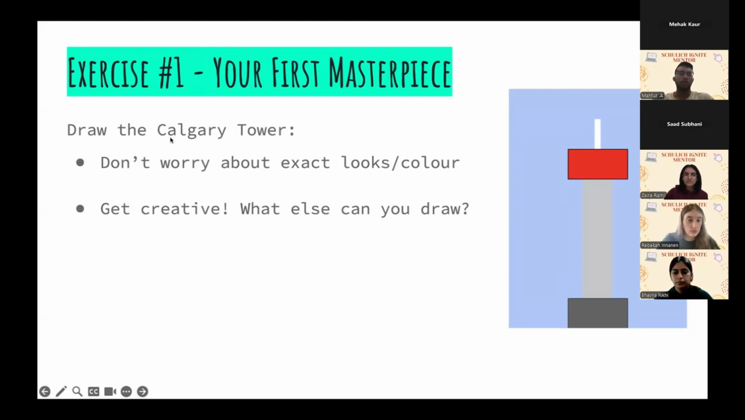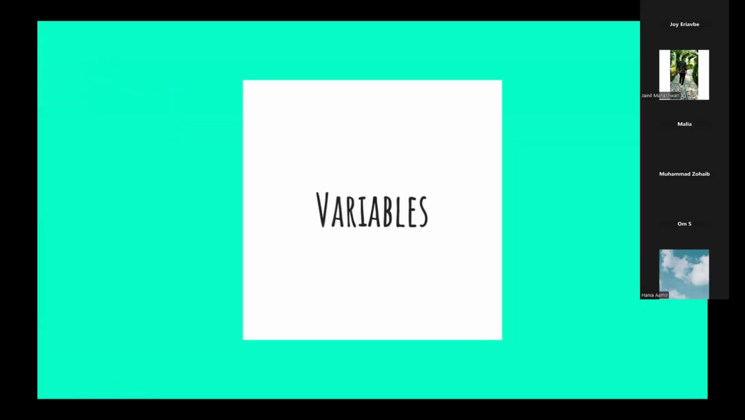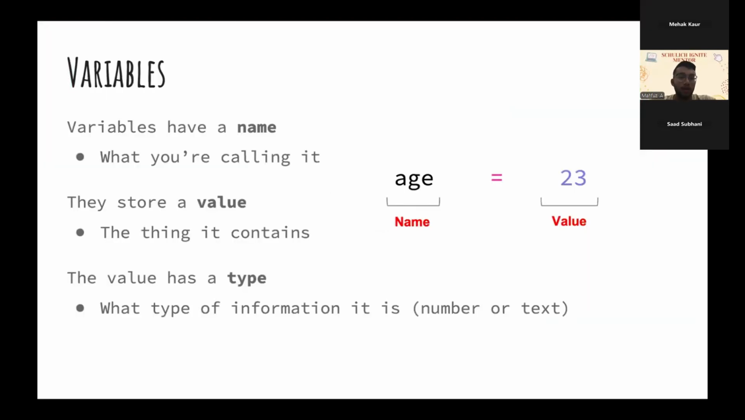How do I minimize this? Okay, perfect. All right, so this was the exercise. So let's now talk about variables. So what are variables? Variables have a name. It's what you're calling it. You can store stuff inside of variables, things like integers, strings, pretty much any information and values. In this case, we're calling this variable age, and we are storing a value of 23 inside of it.